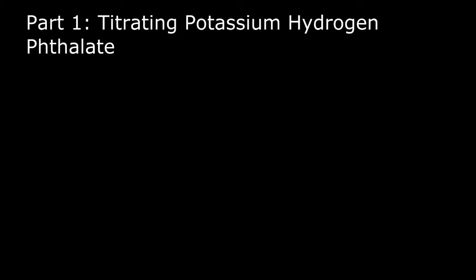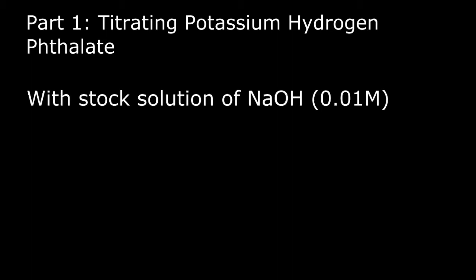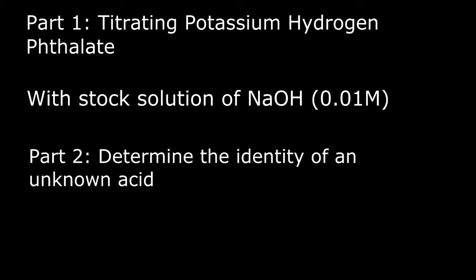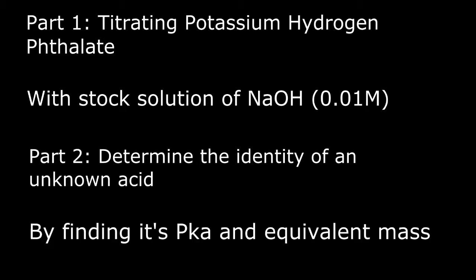This lab is broken down into two main parts. The first being a titration of a known acid, potassium hydrogen phthalate, with sodium hydroxide to determine the exact concentration of the base, which we will use in part 2. The second part of this lab will use the standardized base to titrate an unknown acid to determine its equivalent mass and pKa, which can be used to determine its identity.